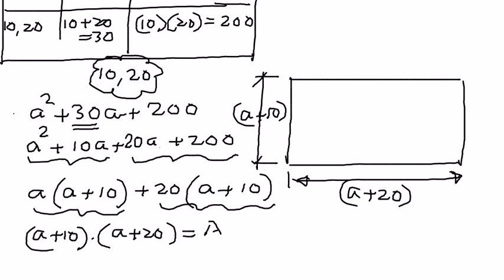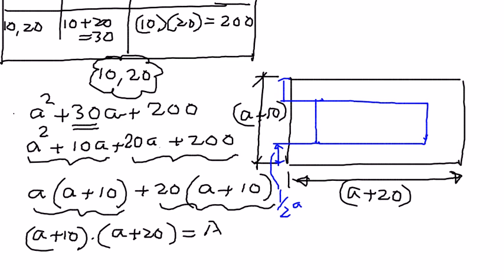Now, since we have another rectangle inside this rectangle, I'm going to draw with another color. The dimensions from here to here are given to us as half a, and this distance is half a. So the length of this dimension of the rectangle is going to be 10, isn't it? If I subtract half a from there and half a from here, half a plus half a is 1a. So if I subtract a from a plus 10, I'm left with 10.